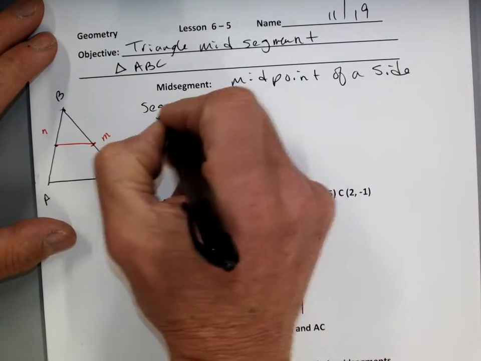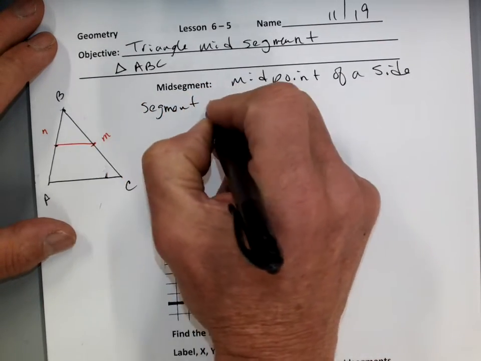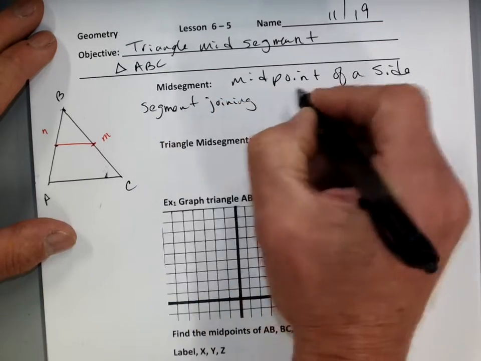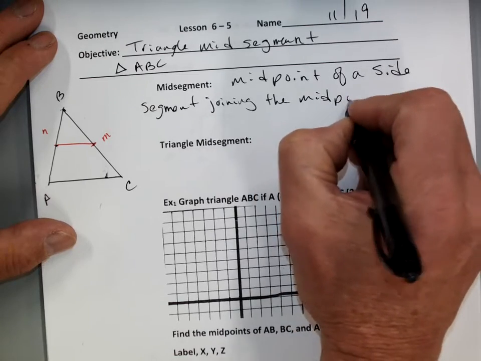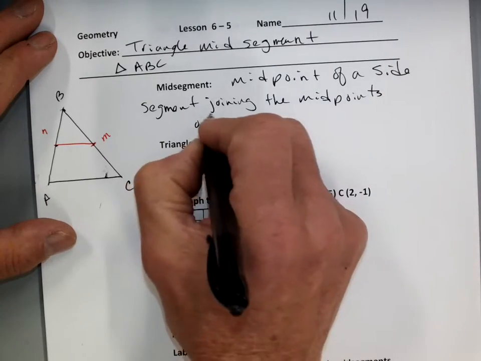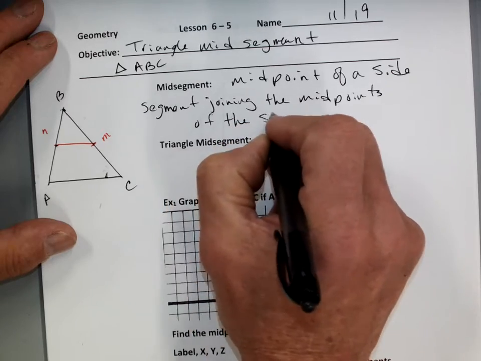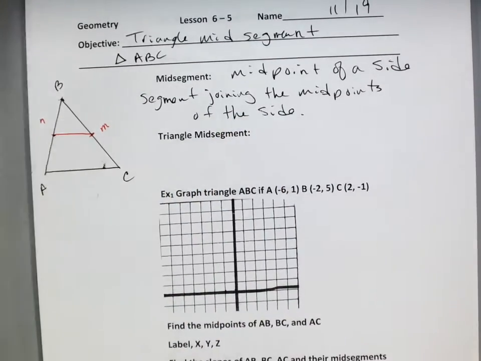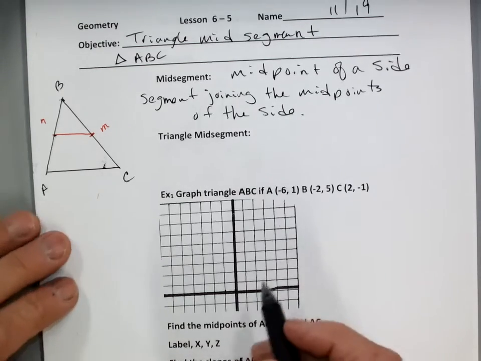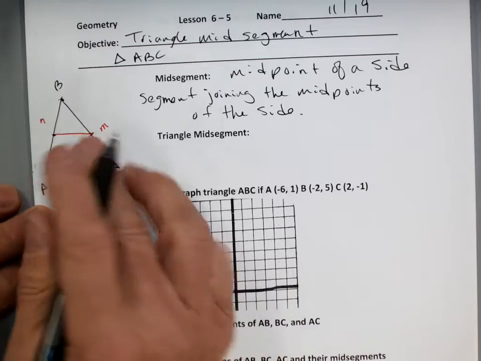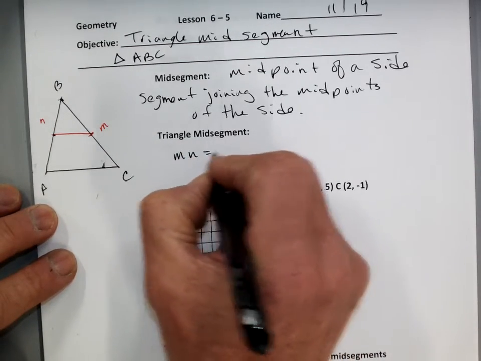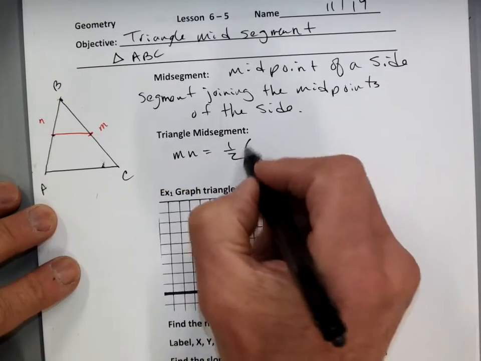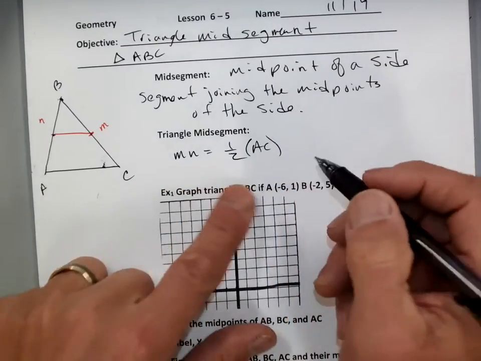So the mid-segment is the segment joining the midpoints of the sides. Wouldn't it be nice if I had nice beautiful handwriting? I try every year. So here's the math thing. It's going to be half. The length of MN is equal to 1/2 the length of AC. Or the mid-segment is 1/2 the base.